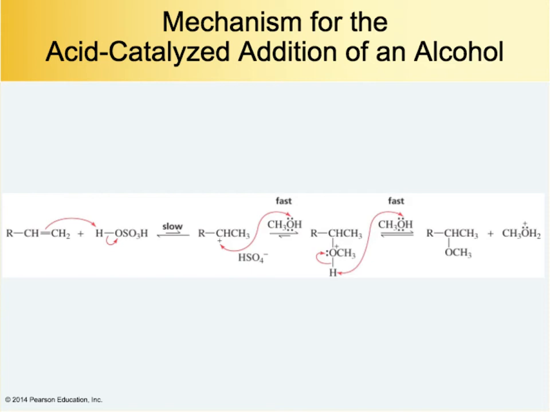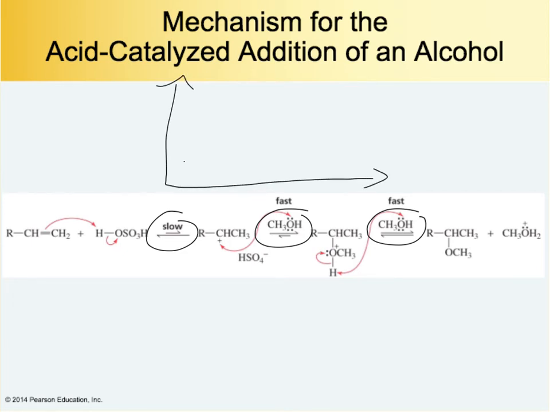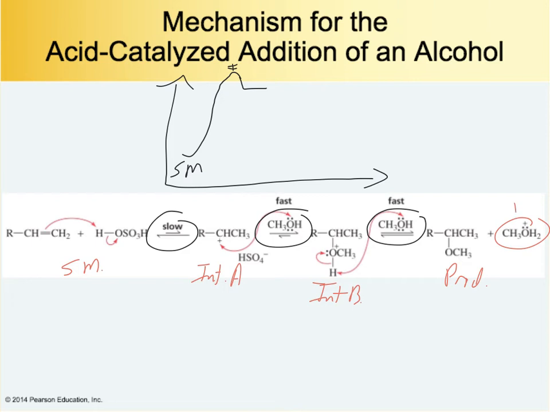So the free energy diagram for this would look like this, where the arrows all indicate tops of hills. You have your starting material. You have your slow step. We make our carbocation, which is high in energy. So if I labeled these, these are the starting materials, this is intermediate A, this would be intermediate B, and this would be the product. And this is really the same as H+.